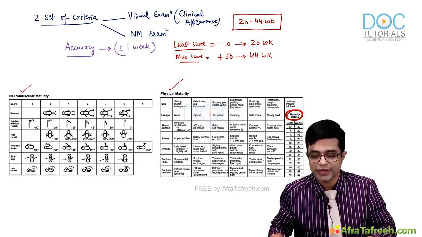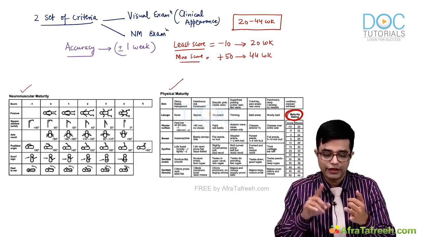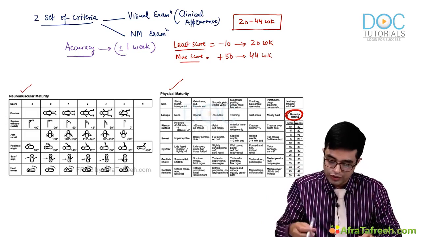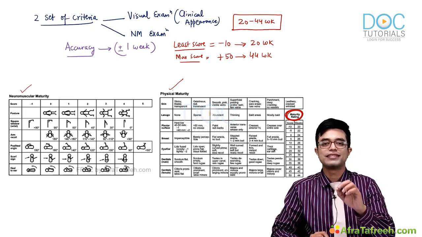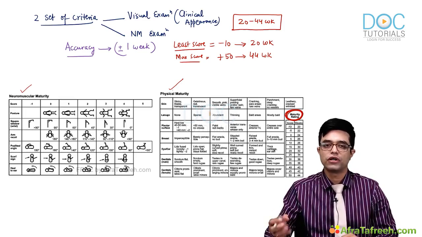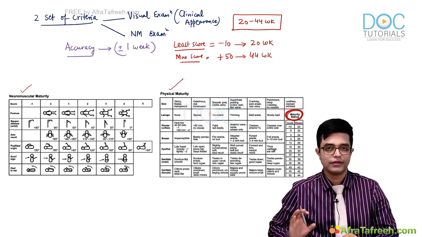Now, how can questions be asked? There can be one-liners, which I have already mentioned. They can show you this physical photograph, these two tables, and ask, what is this method known as? The answer will be expanded new Ballard score, useful for gestational age, right? That is all you need to do in this topic.